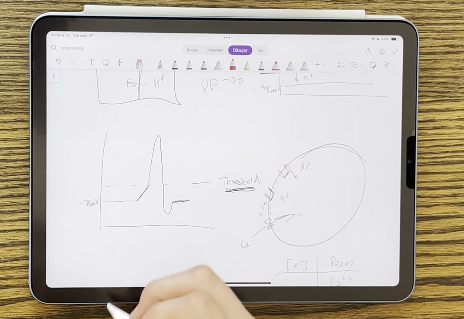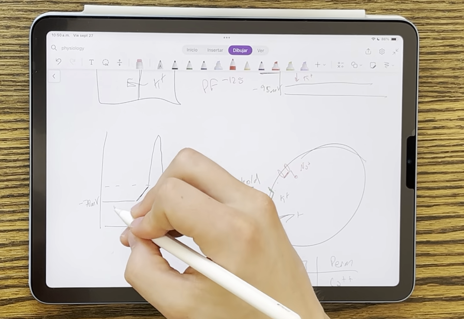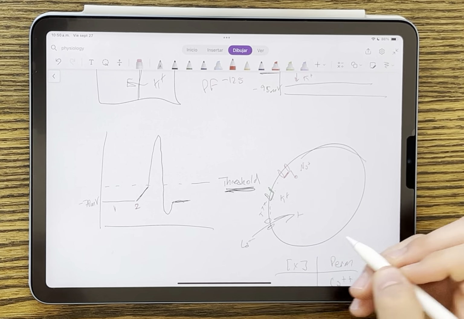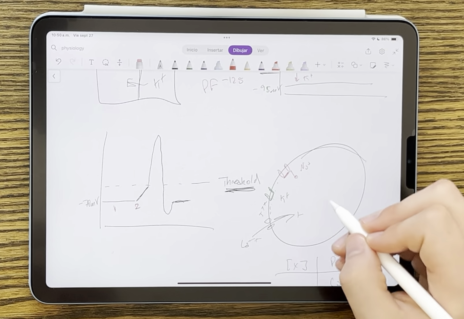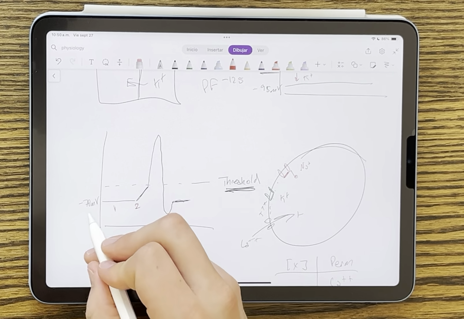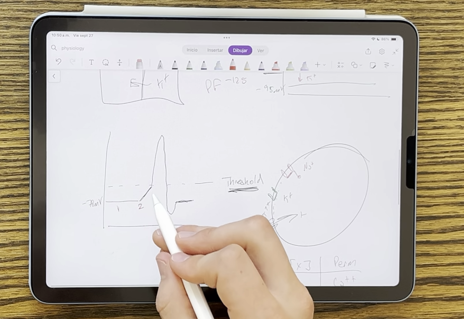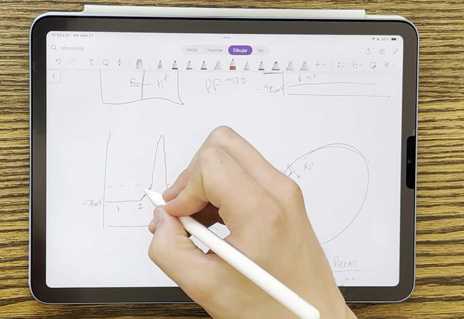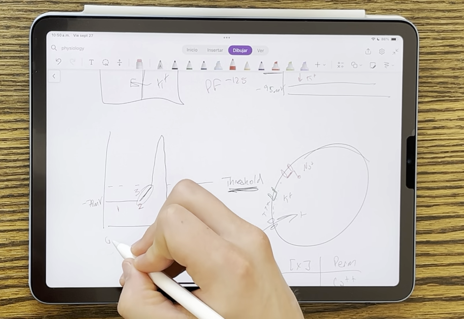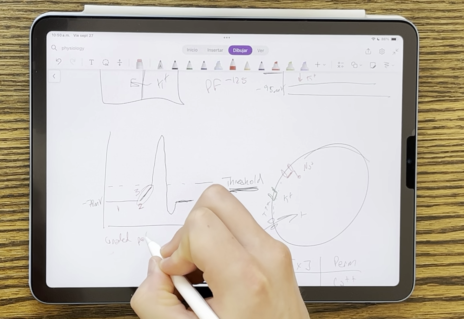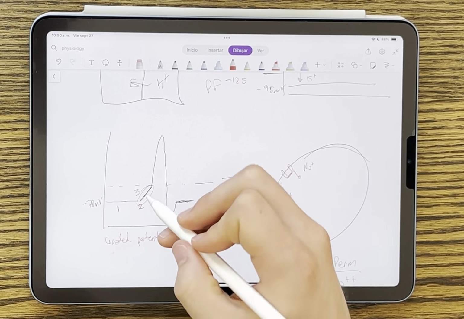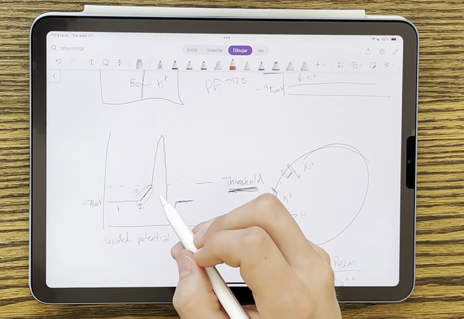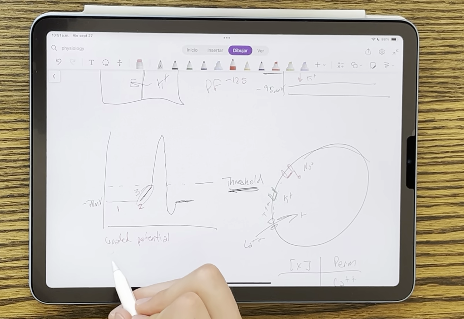So this one here, that's a resting membrane potential. 2, this is where we receive the stimulus. That's when the calcium channel opens and allows calcium to come inside. It then causes the negative 70 to become more positive, because positive is coming in. This is referred to as a graded potential. A graded potential is any change in the resting membrane potential towards the threshold that doesn't reach the threshold. So anything before the threshold is referred to as a graded potential.